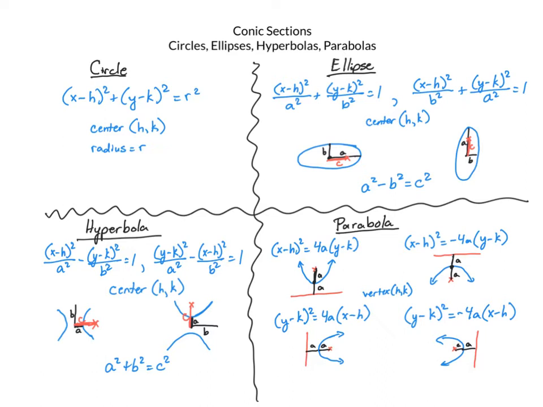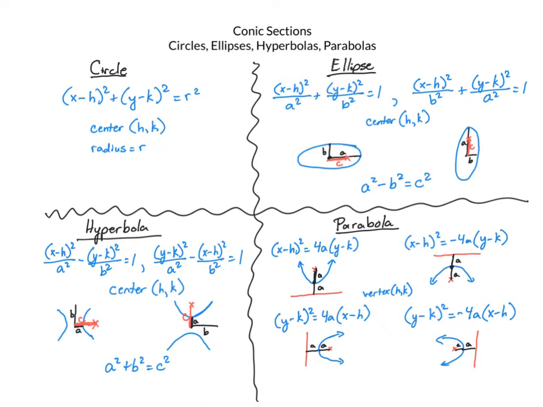Notice in all of the cases, we have x minus h, and we have y minus k. And (h, k) is the center in the circle, ellipse, and hyperbola, and it's the vertex for the parabola. We don't really have a center for a parabola, and the vertex of the parabola kind of plays the role of center in that conic section. So we can always look with our x to find the x-coordinate and look with the y to find the y-coordinate of the center or vertex.